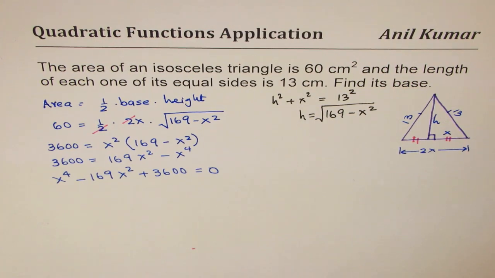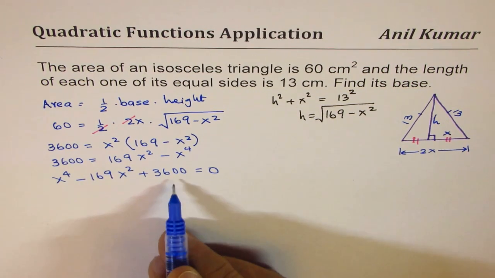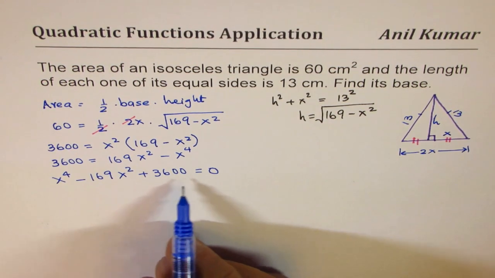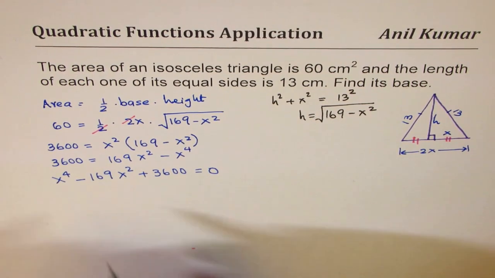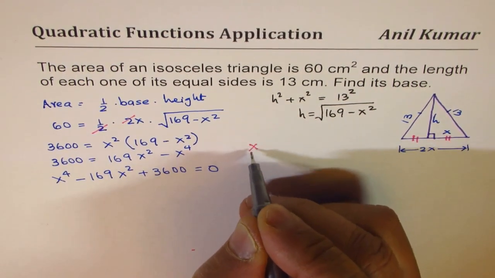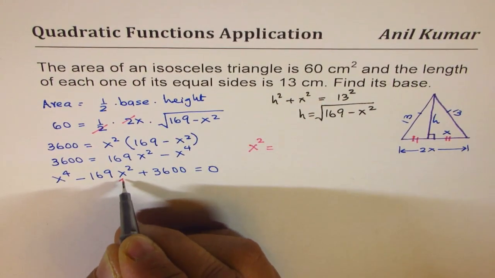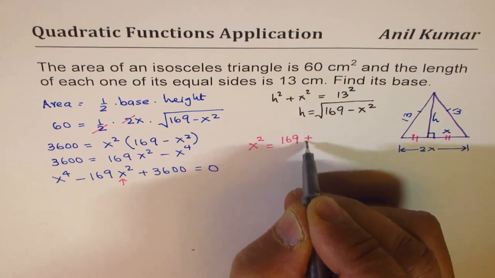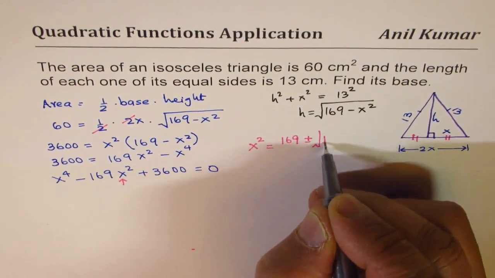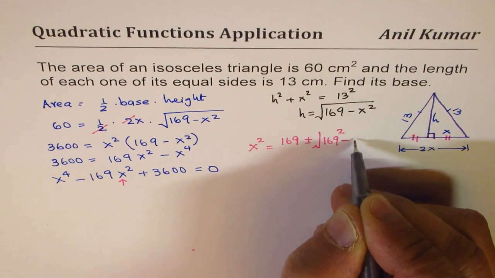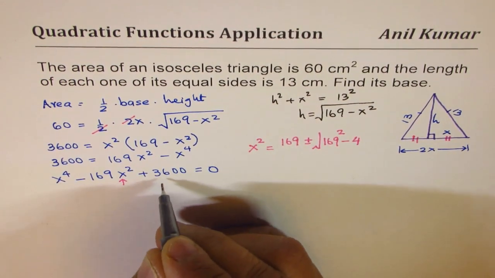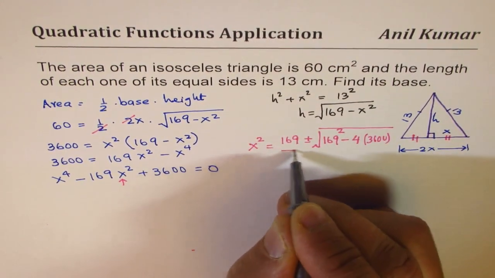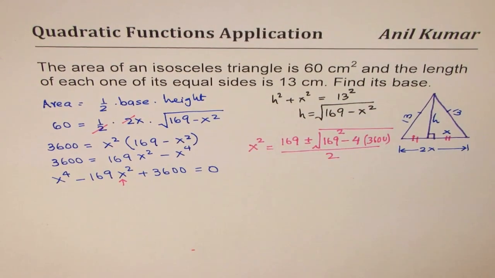Now, to solve this, you could factor it or you could use quadratic formula, right? So you could factor or use quadratic formula, whatever is good for you. Now, if you use quadratic formula, we can write that x squared, since we are writing in terms of x squared, is equal to negative of this, which is 169, plus or minus square root of 169 square minus 4 times a is 1, but c is 3600, divided by 2.